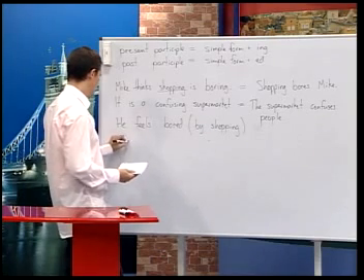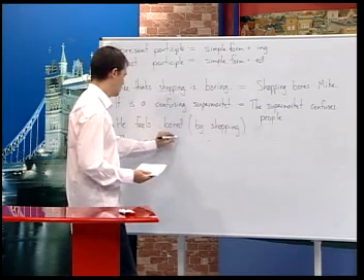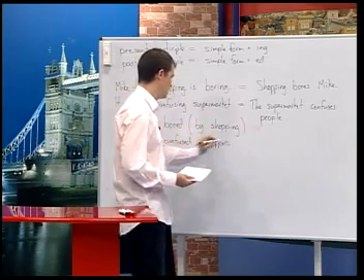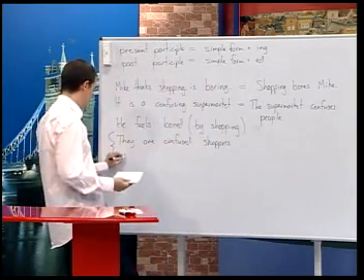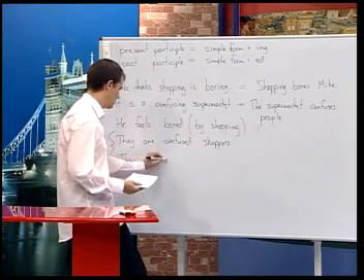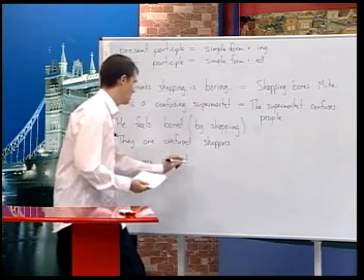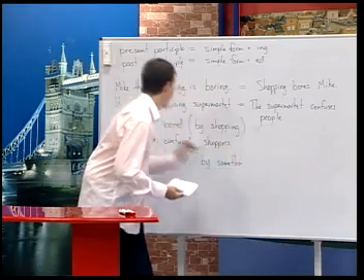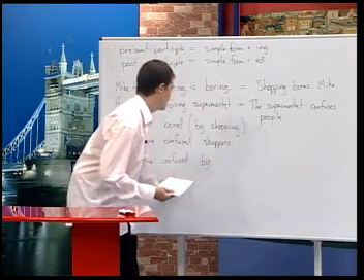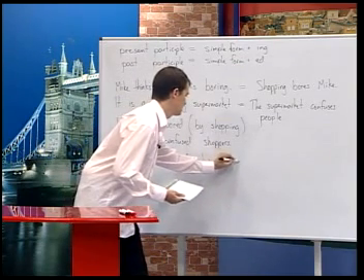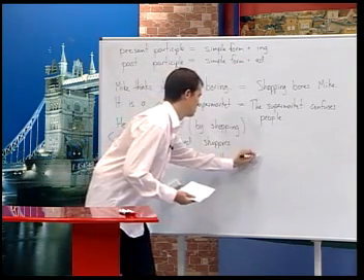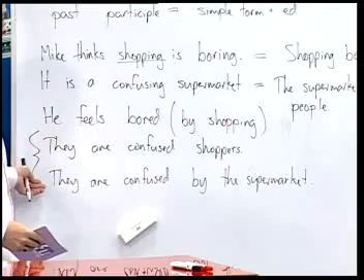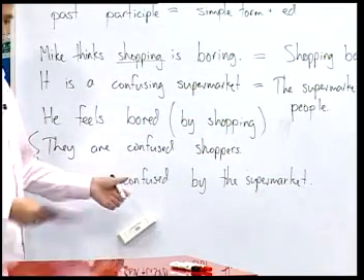So we write, they are confused shoppers. This is the same as they are confused by something. Well, actually, in this situation, they are confused by the supermarket. So we have, they are confused shoppers. This is the same as they are confused by or confused with the supermarket.